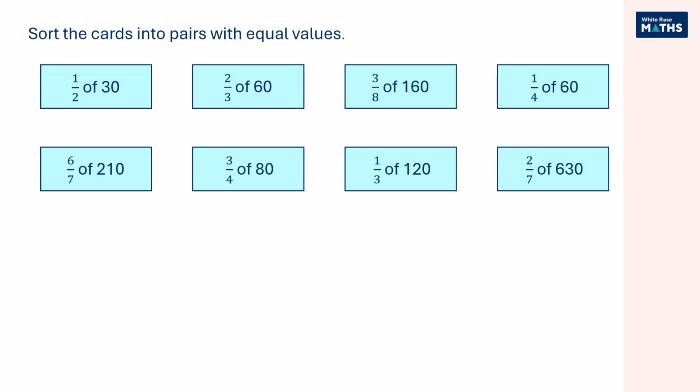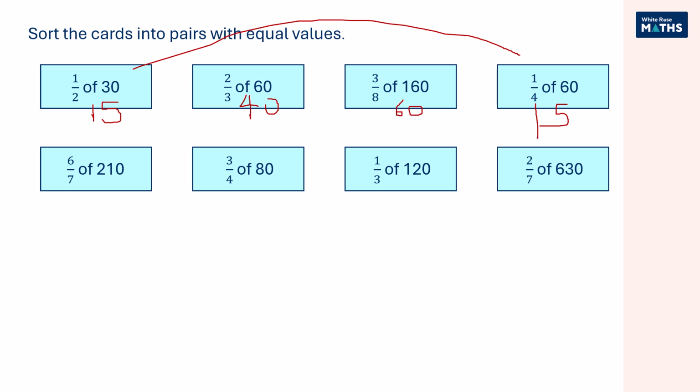Okay, next part, sort the cards into pairs with equal values. Half of 30 is going to be 15. So 30 divided by 2 is going to be 15. 2/3 of 60. 60 divided by 3 is 20. Times it by 2 is going to be 40. Next part. 160 divided by 8 is going to be 20. Times it by 3 is going to be 60. A quarter of 60 is going to be 15. So the first and last one here are going to be equal. 6/7 of 210.